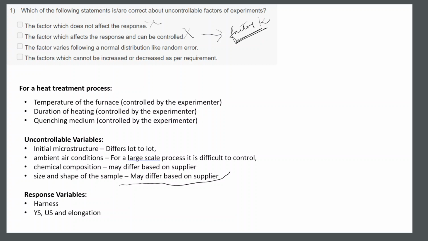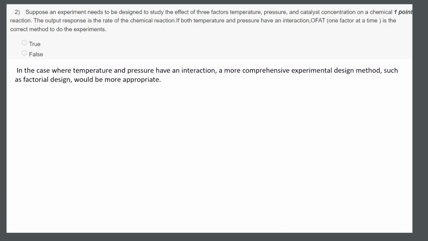Then a factor varying in a normal distribution, like random. Yes, some factors occur just randomly, so they cannot be controlled. And factors which cannot be increased or decreased as per our wish, certain factors like, as I discussed, the ambient air condition. When we don't have any air conditioner, then it is difficult to control it. So the answer for this is C and D. So moving on to the next question.